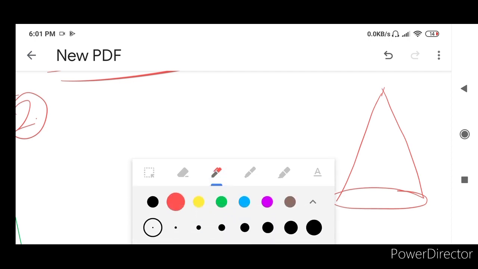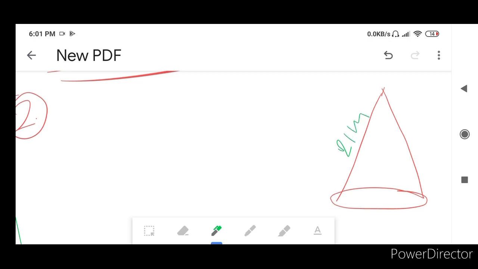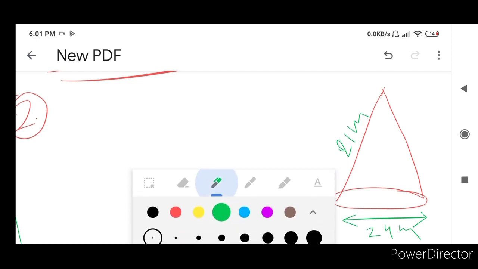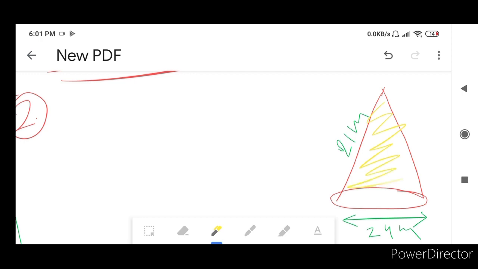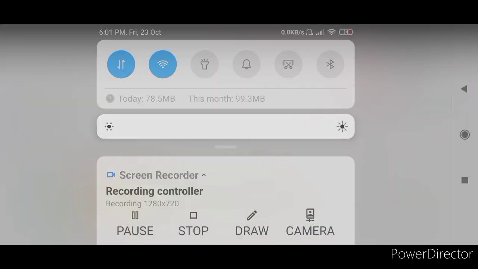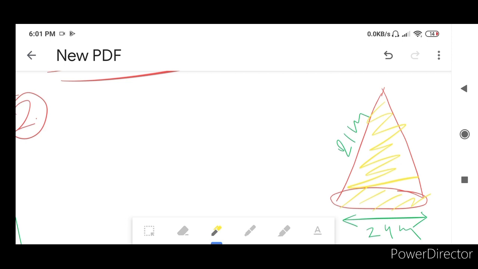Then the slant height, what is the slant height? Slant height is 21 meter, and the diameter of its base is 24 meter. So we need to find the total surface area of the cone. Total surface area means we need to find this portion and this portion surface area. Clear? So let us write the given part before writing down the total surface area formula.